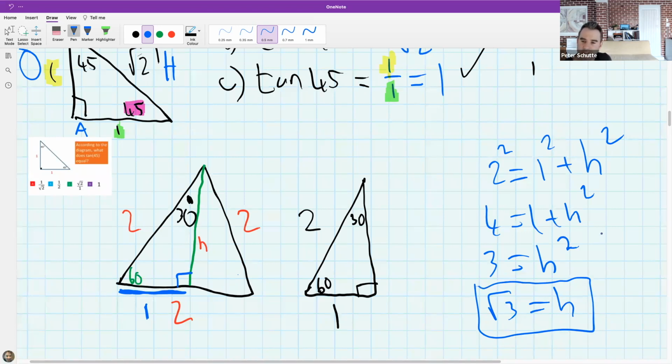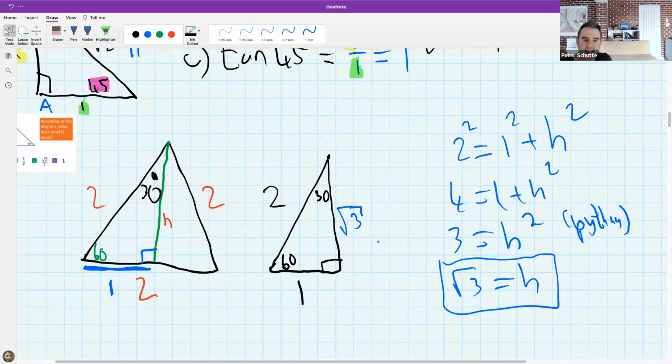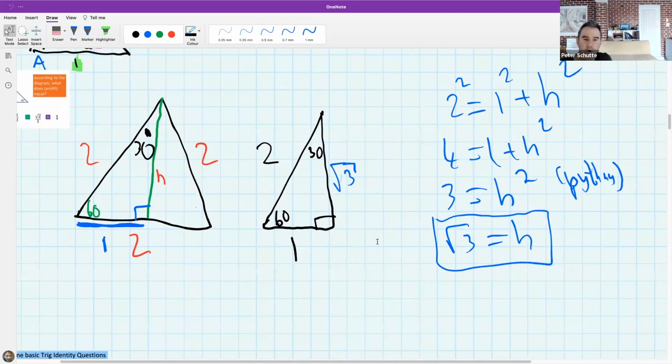What Natalie said was that we use the theorem of Pythagoras, and we say that 2 is the hypotenuse, 1 is the length at the bottom, and so we find that this over here is going to be root 3. Now we have another special triangle. So using just the triangle and not your calculator, I want you to work out the sine of 30 for me. What is the sine of 30 using this special triangle?